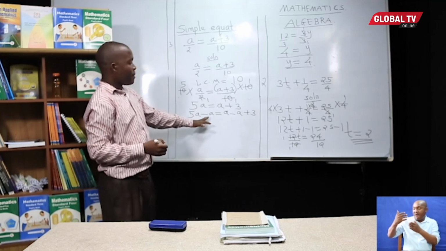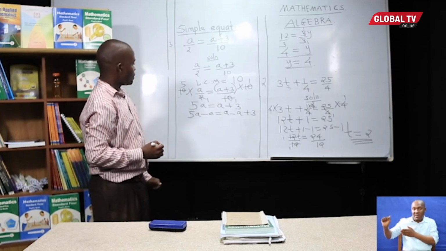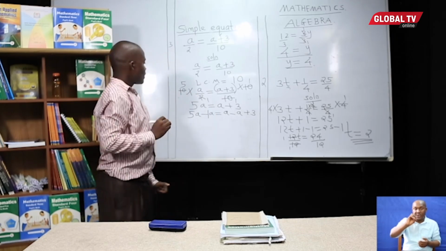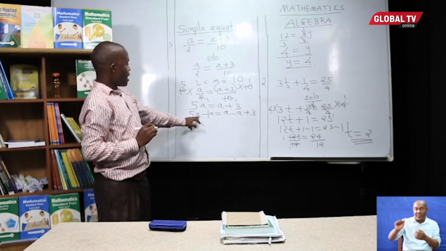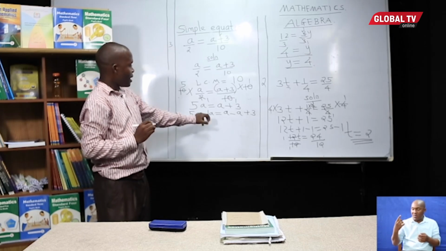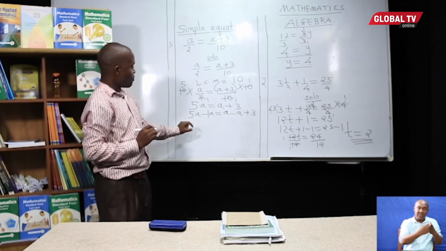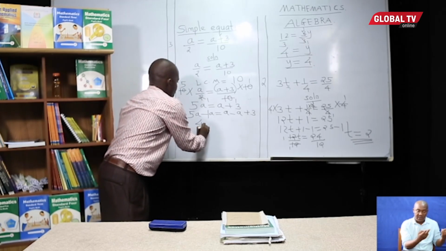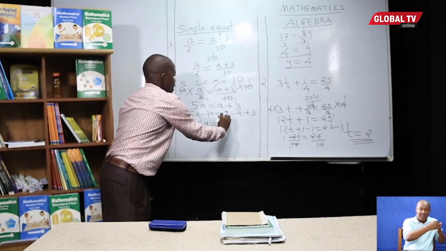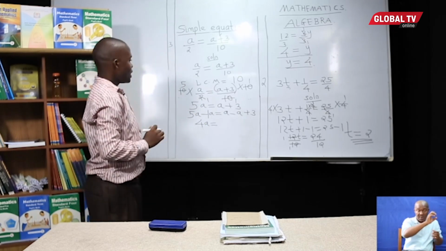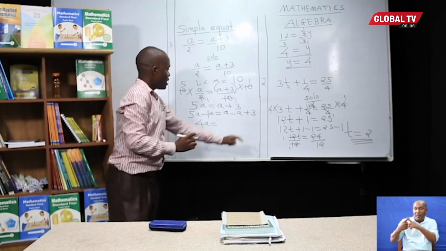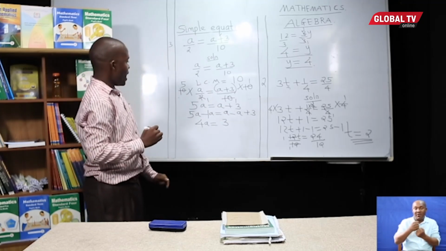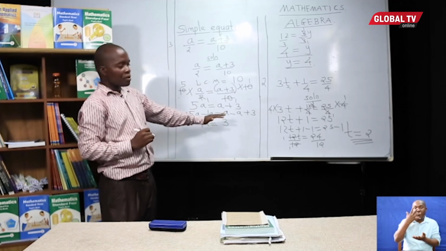Now 5A minus A. Remember, the coefficient of A is 1. To subtract, we subtract their coefficients, 5 minus 1, we get 4. Here it will be 4A is equal to A minus A, which remains 0, 0 plus 3, we get 3. Now we have 4A is equal to 3.